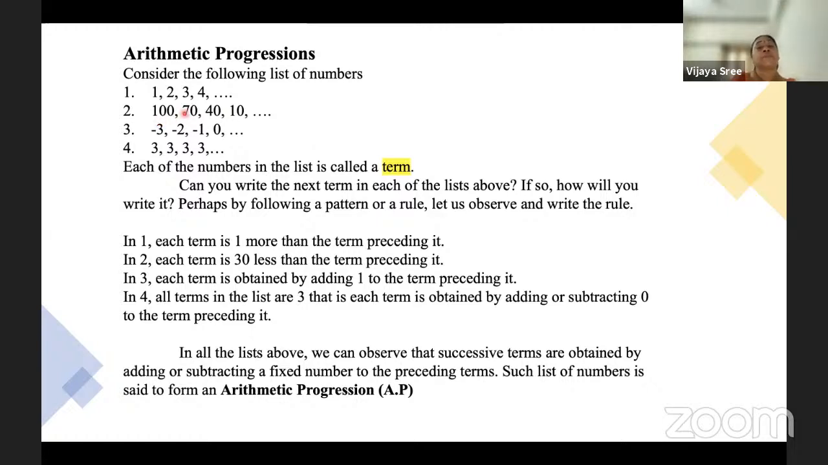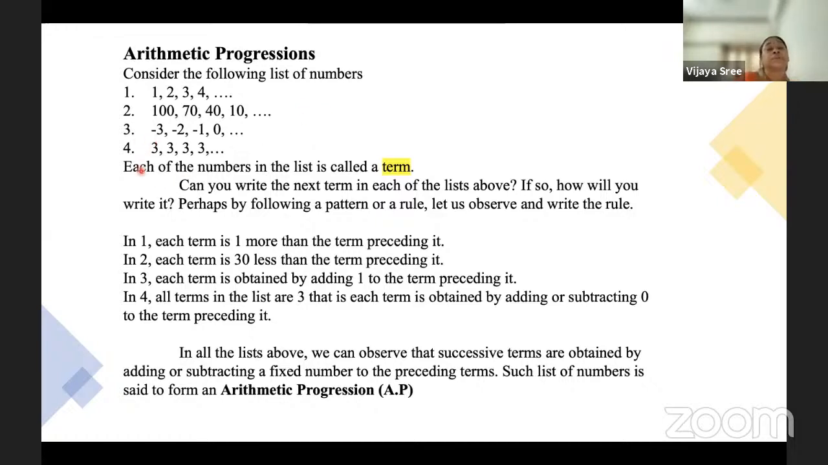So here in the second one, each term is 30 less than the term preceding it. These two are consecutive terms. This is the preceding term. So this is 30 less than this term. That means 100 minus 30 is 70. 70 minus 30, you can get 40. 40 minus 30, you can get 10. 10 minus 30, that is minus 20, next one. Minus 20 minus 30, that is minus 50, next one, and so on.